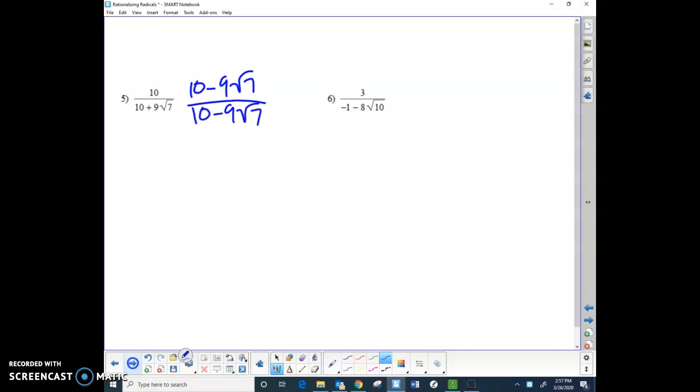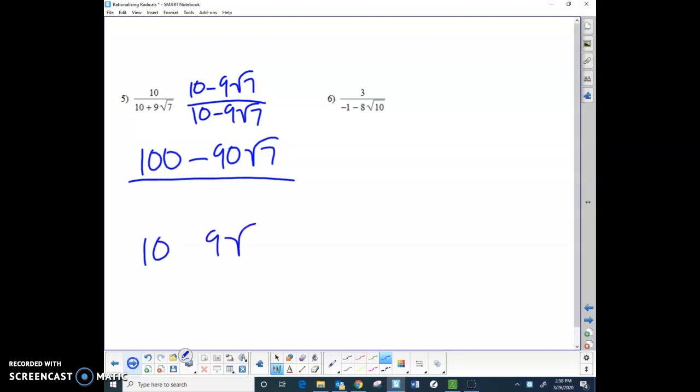All right, and what this is going to do is it's going to make the square root of 7 fall away. So again, multiply across the top. So I've got 100 minus 90 times the square root of 7. So multiply both those terms by 10. And on the bottom, we can do the boxes to show you how this works.